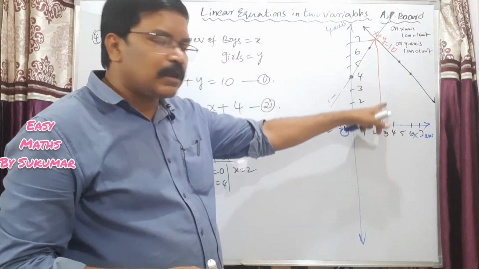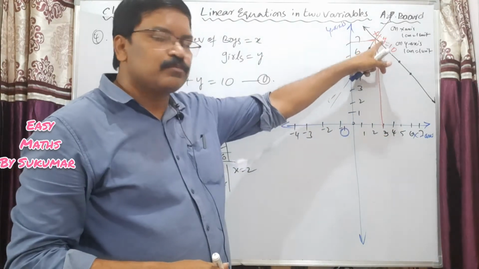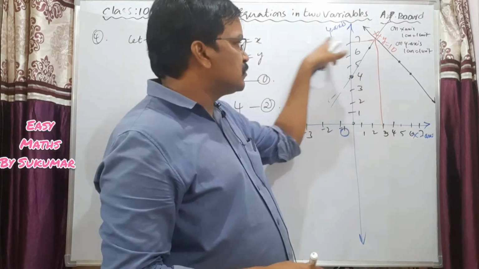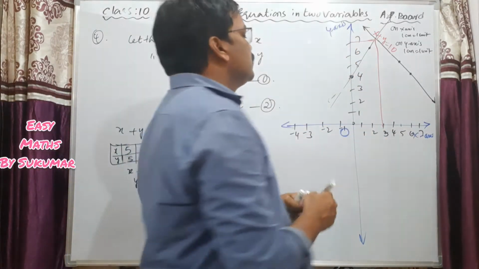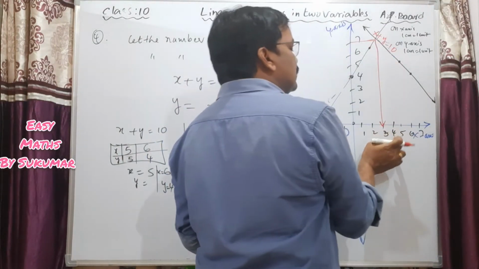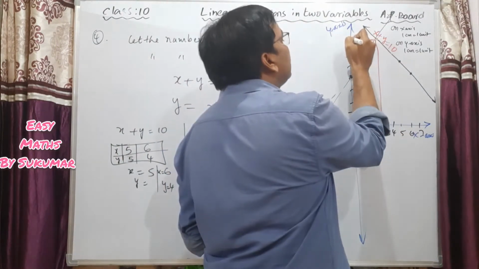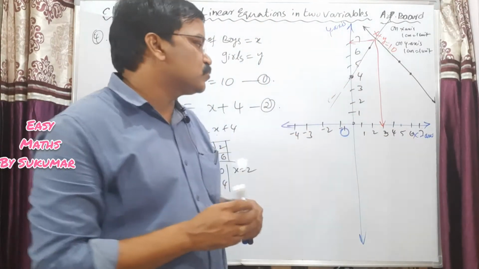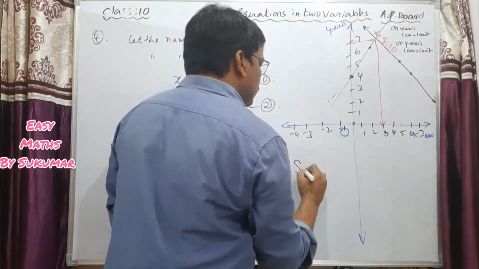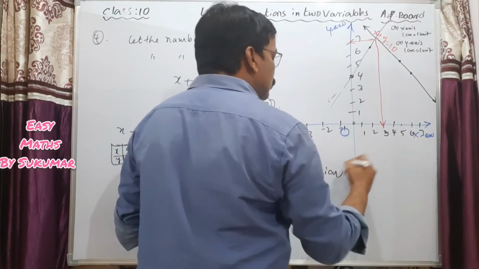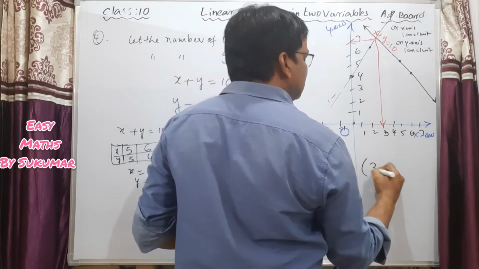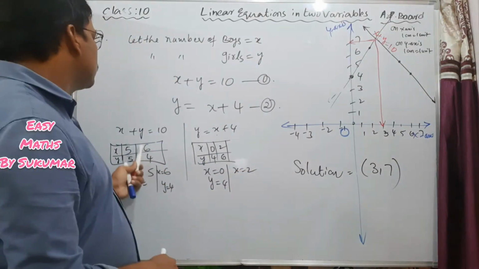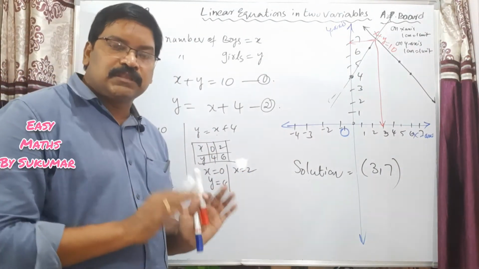Just draw a line from this intersecting point parallel to the y-axis, and a line parallel to the x-axis. This line shows 3 on the x-axis and this line shows 7 on the y-axis. So the common solution for these two lines is (3, 7). See, if you substitute these two values in the two equations, they must satisfy.